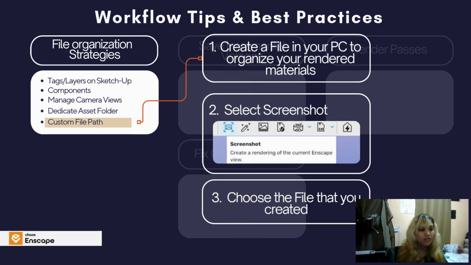Last is the custom file path. Here is the setup on how to create one. First, you have to create a new folder on wherever path you want to render or be saved. Then go back to Enscape and take a screenshot of your best angle. Then Enscape will ask you to which file it will be saved. Then you have to choose the file that you created.